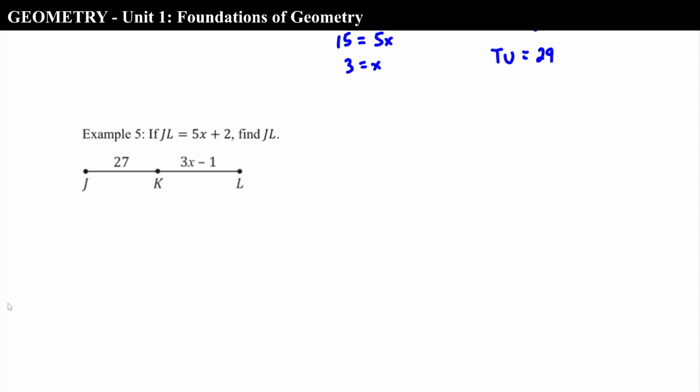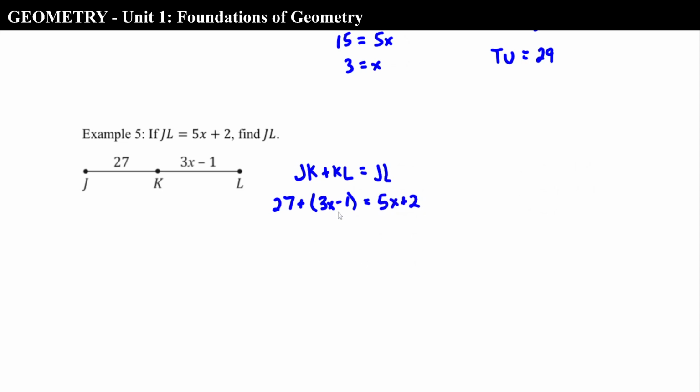All right, example 5. If JL equals 5x plus 2, we're going to find what JL is. JL is the length of the whole thing. Just like the last problem, we are going to use the segment addition postulate to find x, and then we'll plug x into JL to find the value for JL. Okay, so segment addition postulate, JK plus KL equals JL. So JK is 27. KL is 3x minus 1. And JL is 5x plus 2. All I'm doing is substituting things in.